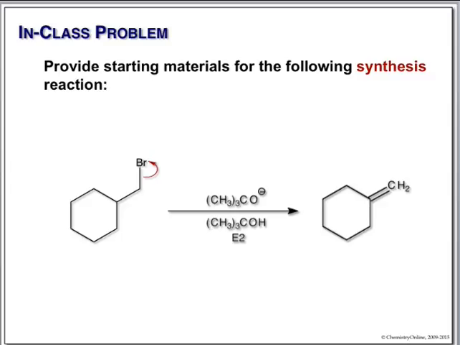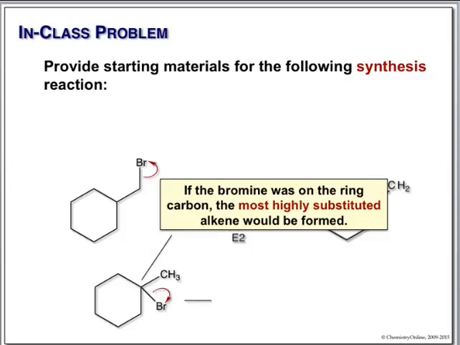Remember, this is an E2 elimination, no rearrangement. That means that we're going to pull off this ring hydrogen. This is going to leave to make the heterocyclic group. If instead we had put the halogen on this carbon, we would be more prone to pull off one of the trans ring hydrogens and make the most highly substituted alkene.